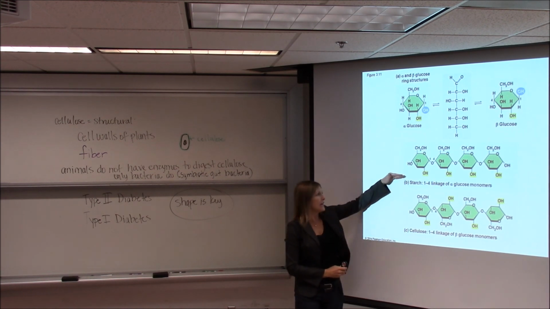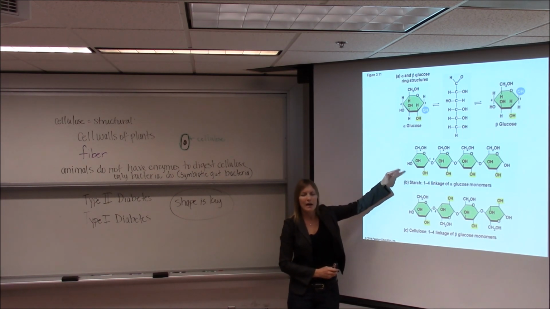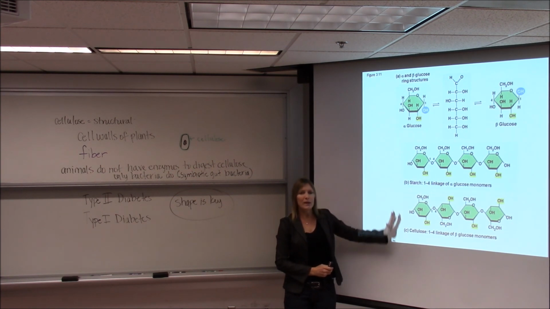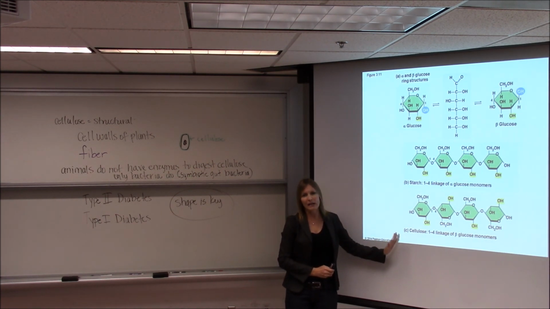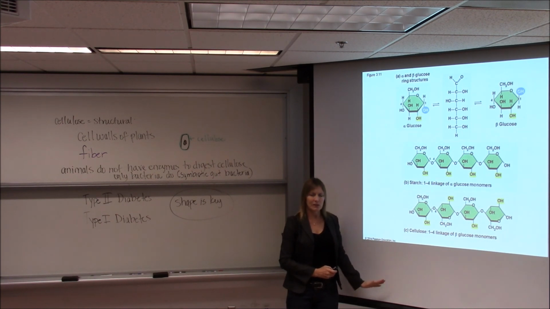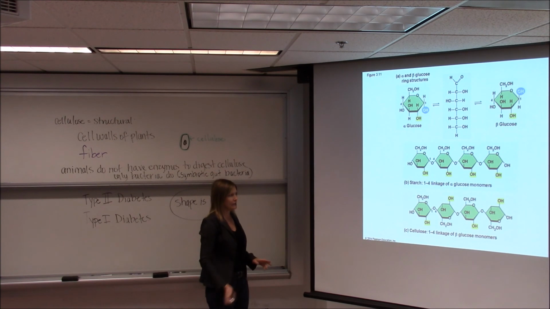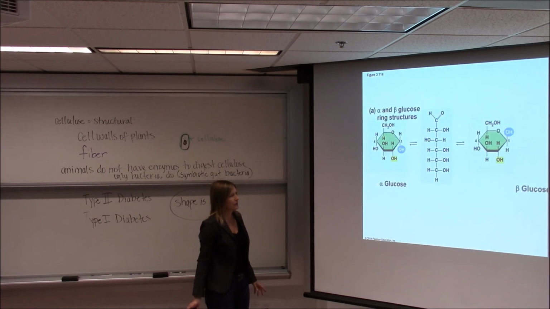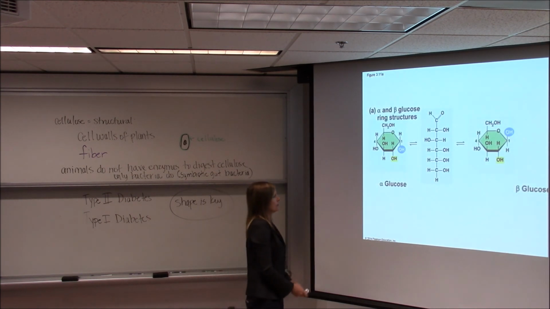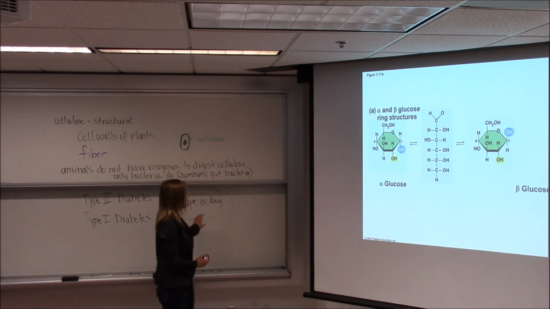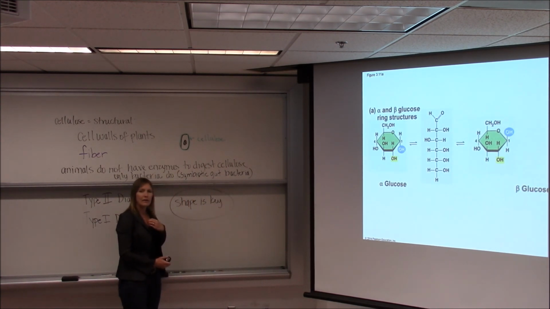We can digest, break down, hydrolyze alpha glycosidic linkages. We do not have enzymes to hydrolyze beta glycosidic linkages. Only bacteria do. No animals can digest cellulose. Okay, so it's just a different structure, and shape is key. The enzyme that we have will not break down the cellulose.